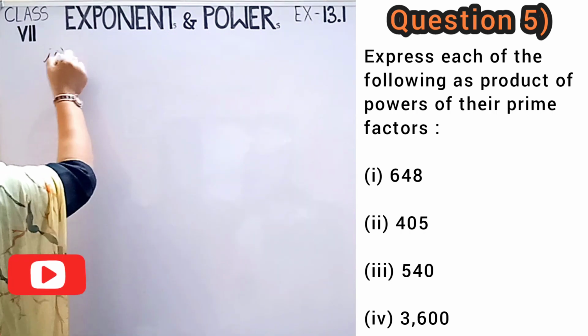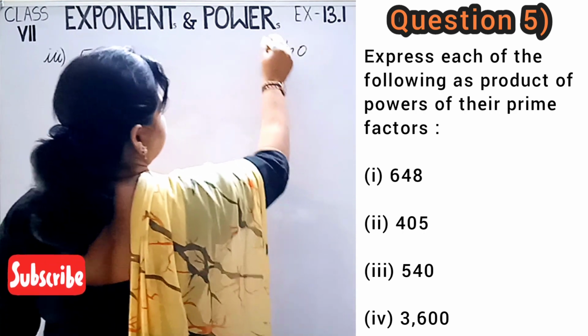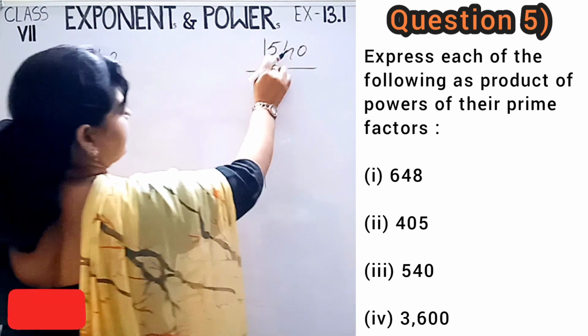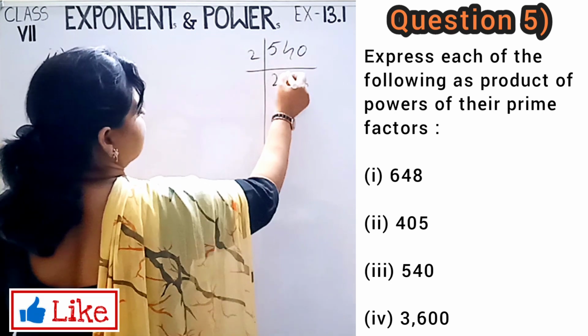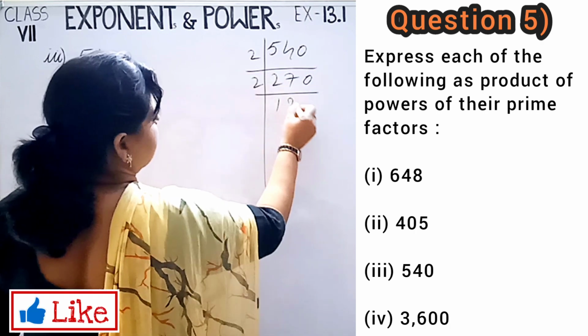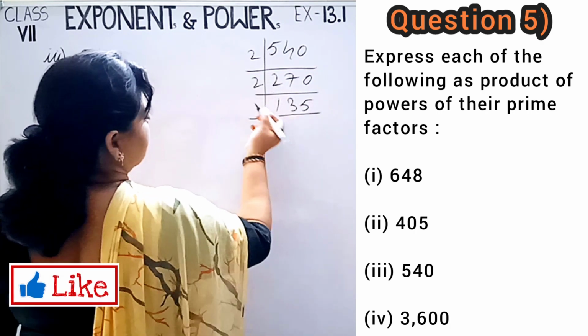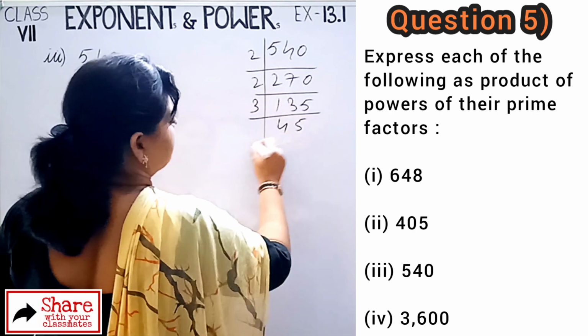Third part, 540. So the first step is we have to do prime factorization of 540. So this is divisible by 2. 2 2s are 4, 2 7s are 14, now 0. 2, 1, 3 and 5. Now again 3, 3 4s are 12 and 3 5s are 15.